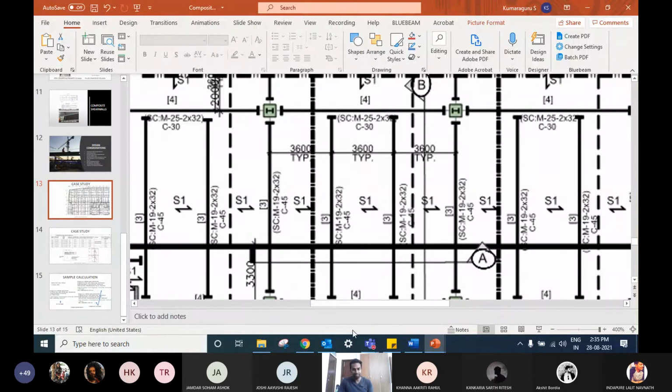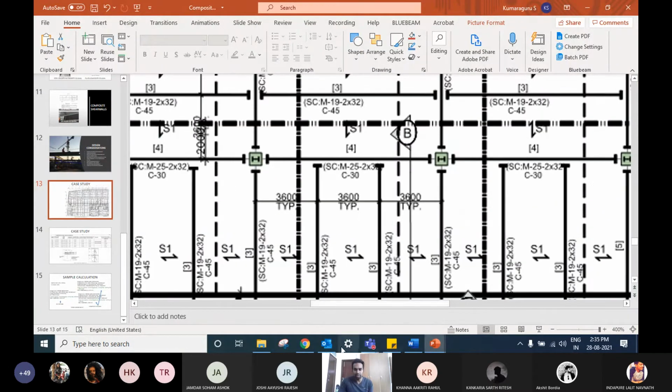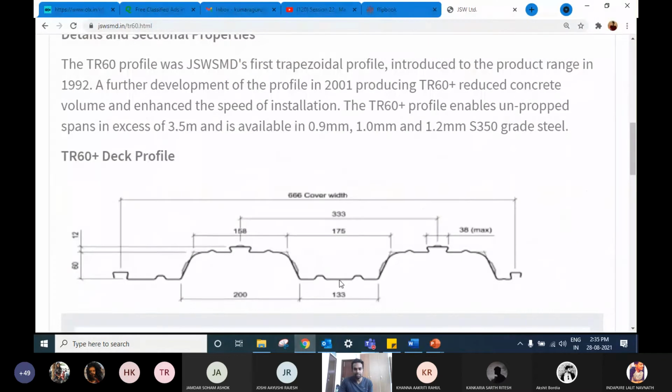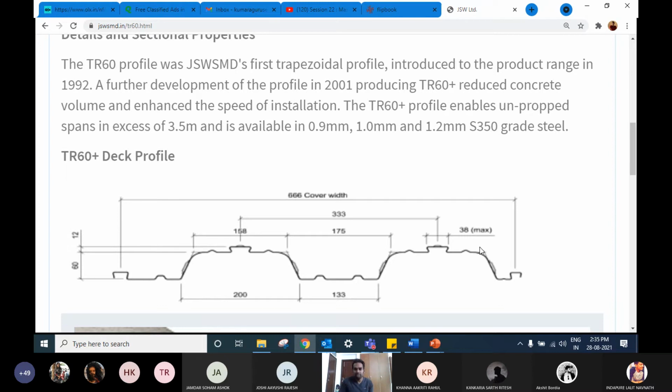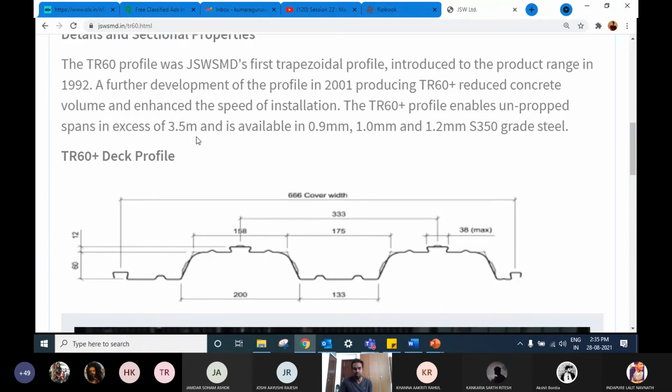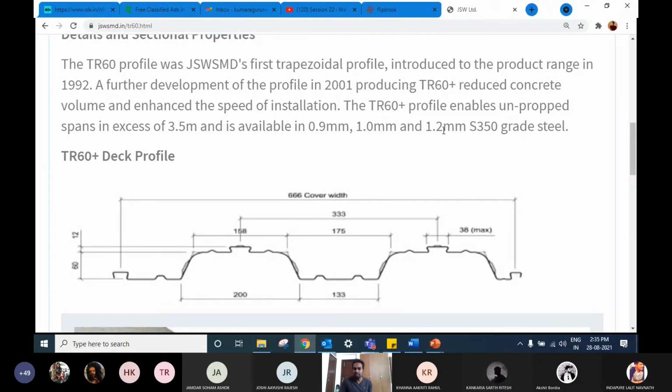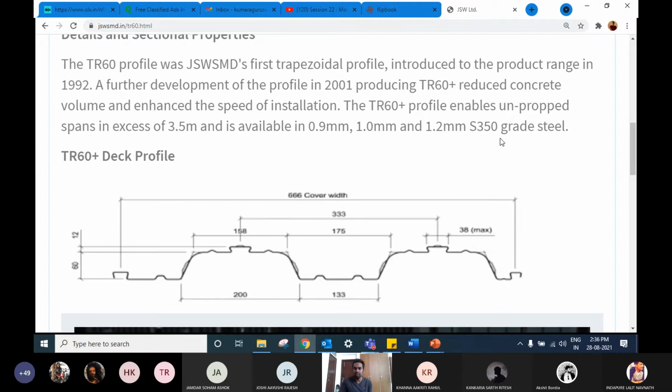So in order to avoid that, and for much longer spans, this company has some sort of profile like this, so that you don't need a prop to be placed below, so that it doesn't bend excessively. Here they are telling that the TR60 profile enables unpropped spans in excess of 3.5 meters, right? So around 3.5 or something more than that, it need not be propped or supported from below. And it comes in different thicknesses, around 1 mm, and it's of steel grade 350. The minimum yield strength of this plate is 350 MPa.